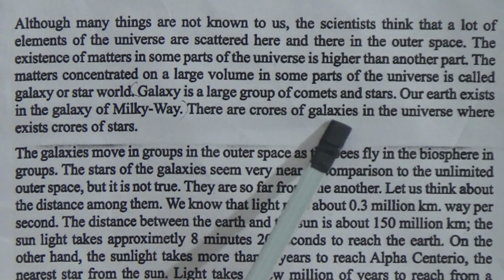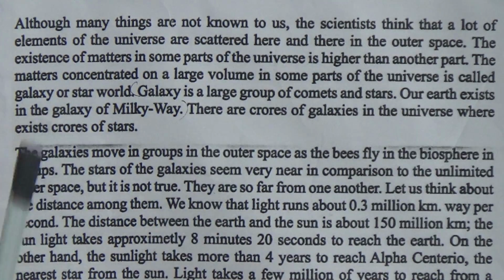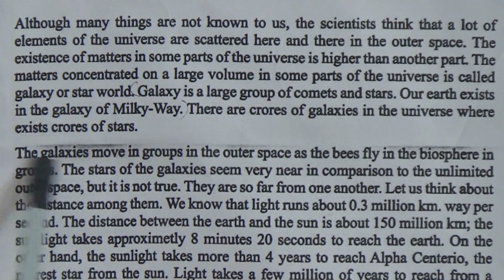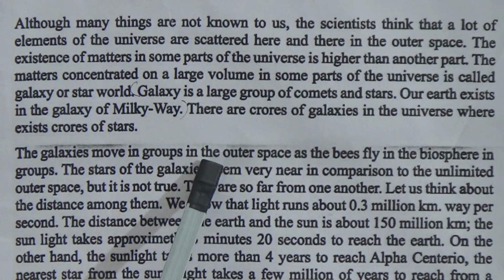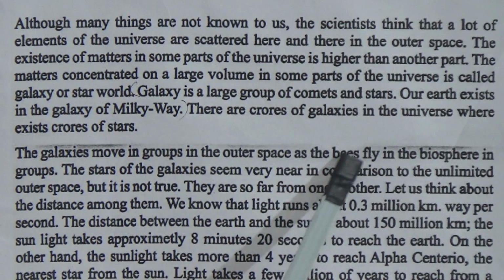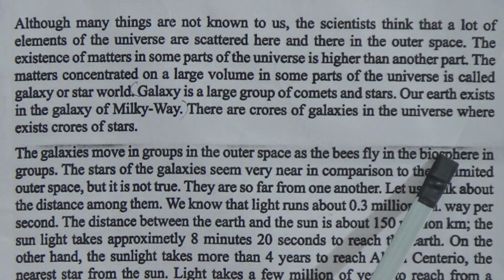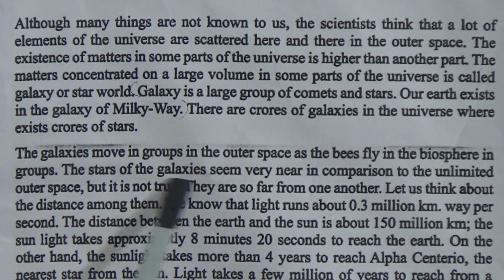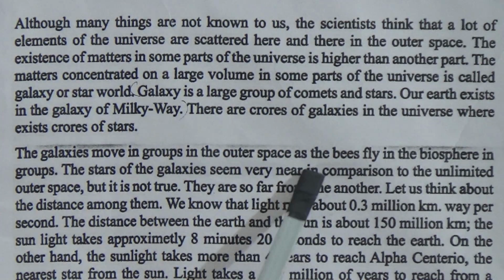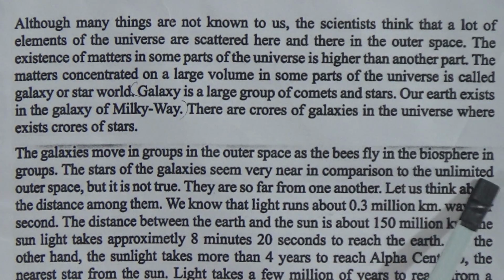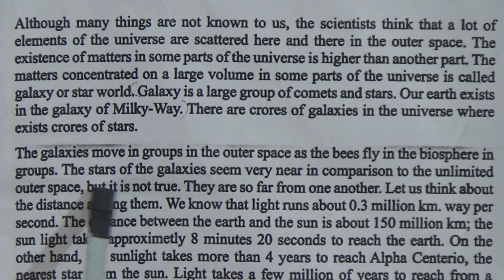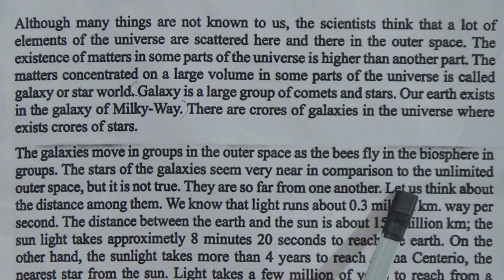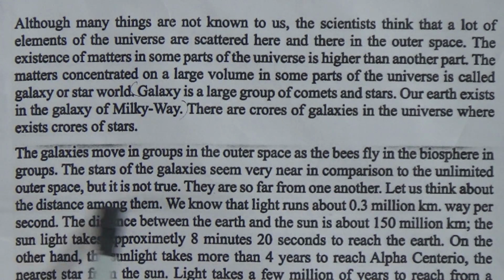There are crores of galaxies in the universe where exist crores of stars. The galaxies move in groups in the outer space as the bees fly in the biosphere in groups. The stars of the galaxies seem very far in comparison to the unlimited outer space, but it is not true. They are so far from one another. Let us think about the distance among them.